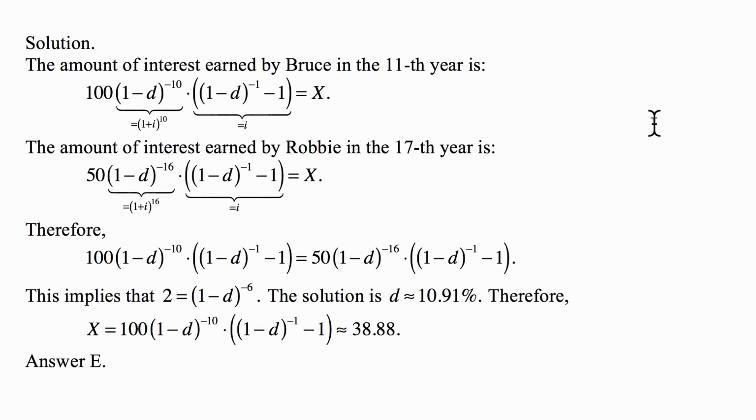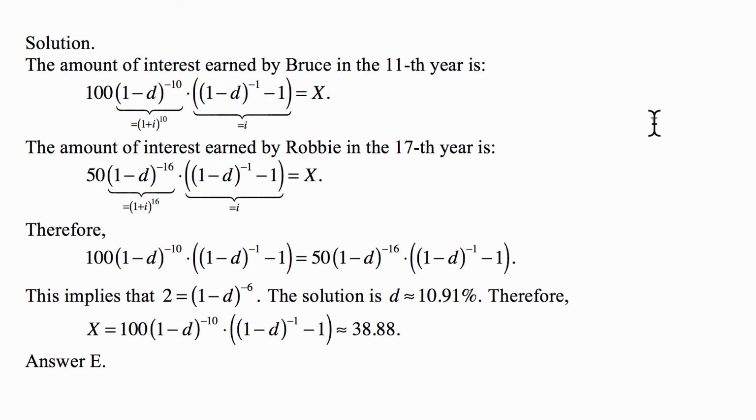Now the amount of interest earned by Robbie in the 17th year is the balance of the account after 16 years, which is 50 times (1 minus d) to the negative 16th, multiplied by the interest rate, which is (1 minus d) to the negative 1 minus 1, and that's also equal to X. So those two quantities are equal to each other. We write them out as equal, and a lot of things cancel out.